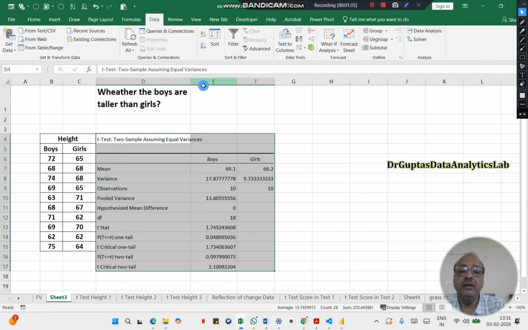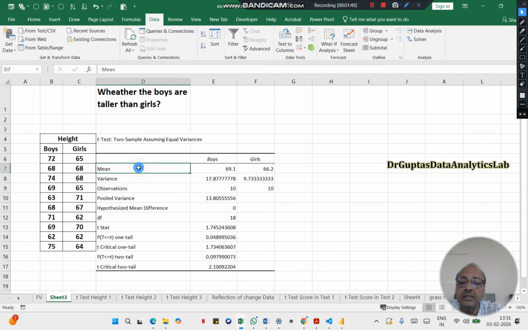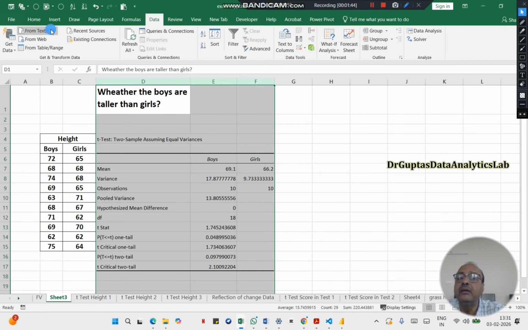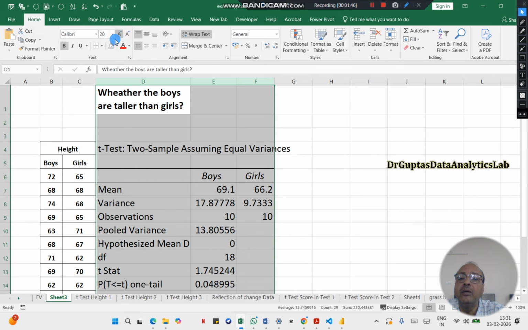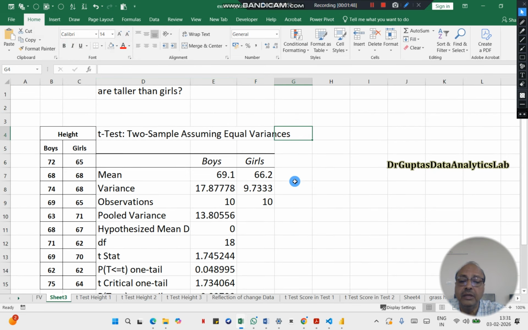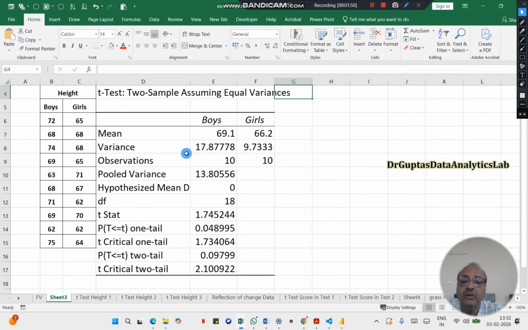So I am getting the results like this. Now the results are, I am getting some descriptive statistics, that is mean. I will just make these values a little bold. So I am getting the mean value. Basically we are comparing in t-test the mean only, means of the data sets. So variance is there, observations are there.